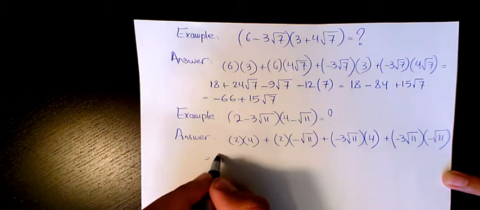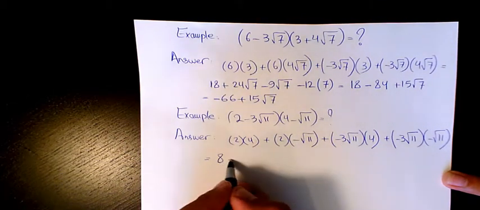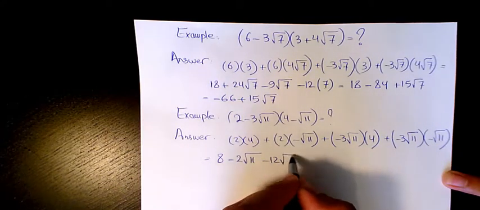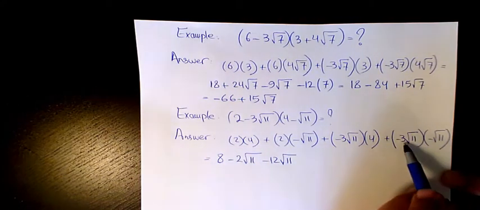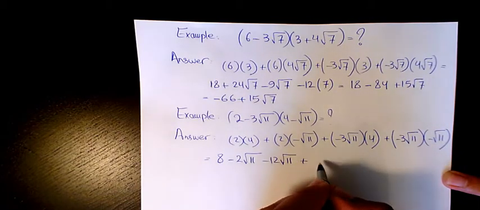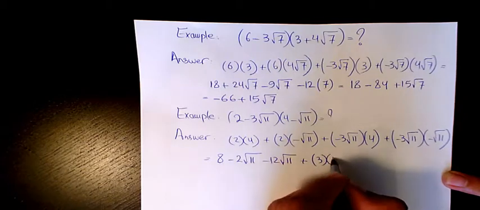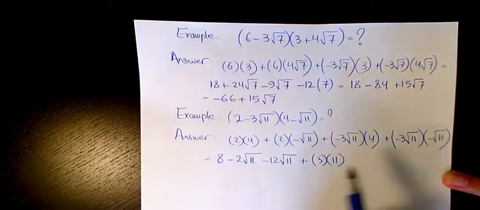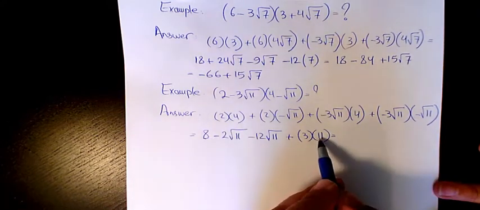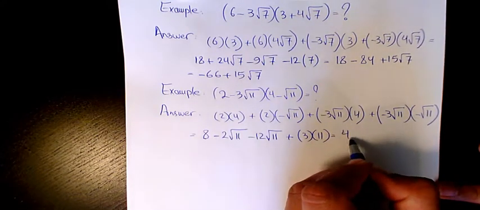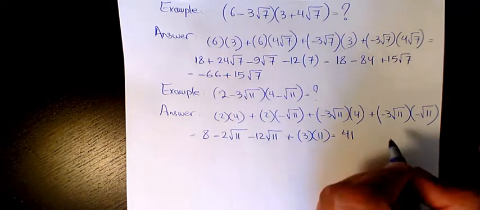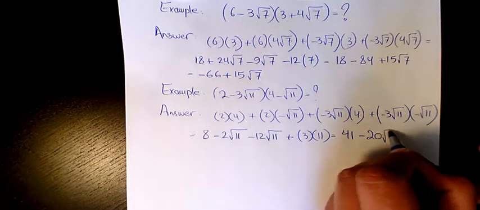2 times 4 is 8. This one is minus 2 root 11. This one is negative 12 root 11. And then negative 3 root 11 times negative root 11 will be positive 3 times 11, because root 11 times root 11 is going to be just 11. The answer is going to be 8 plus 33, which is 41. Negative 2 root 11, negative 12 root 11 is going to be negative 14 root 11.